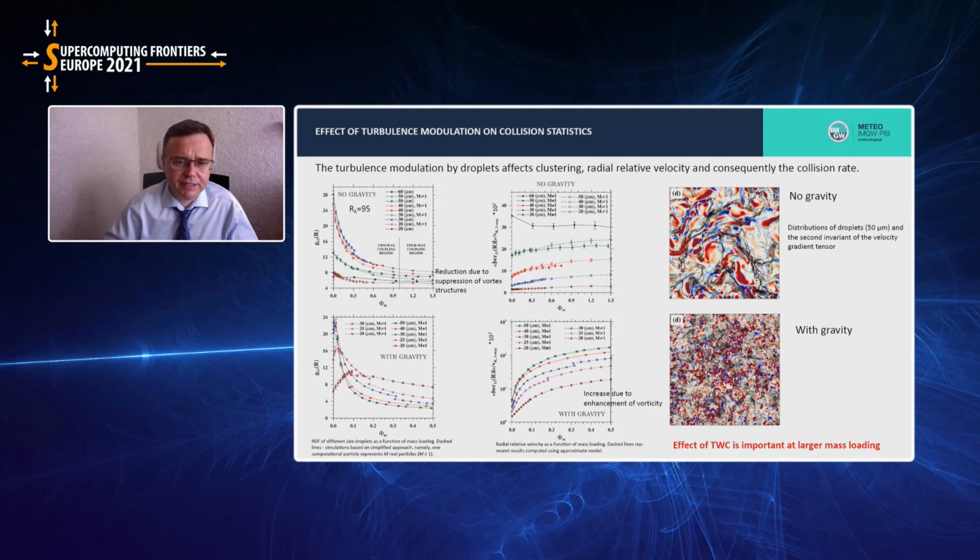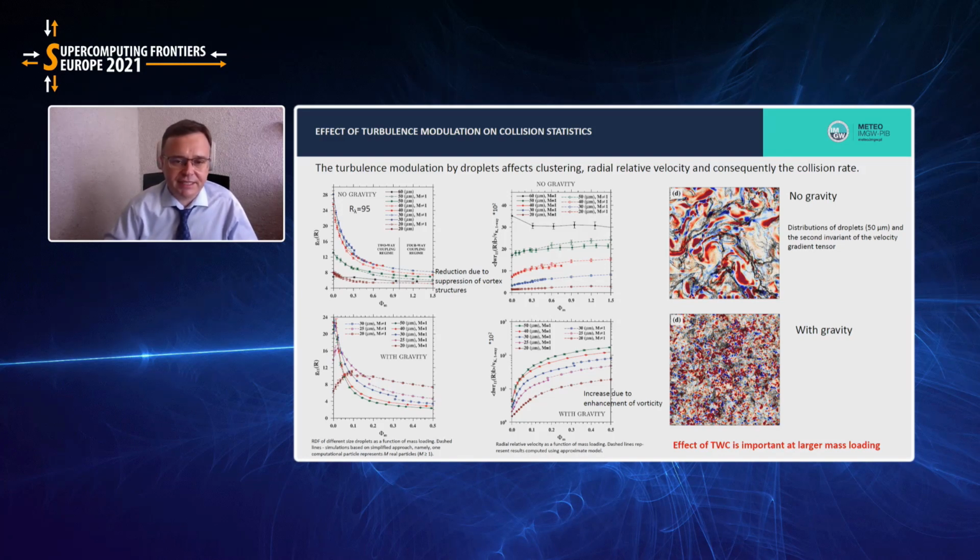If gravity is neglected, we observe that the radial distribution function, or clustering, decreases with mass loading. That's because such a system behaves like a system with a larger effective viscosity. So the droplets suppress the eddies, which are the main mechanism for droplet clustering. It does not significantly affect the relative velocity.